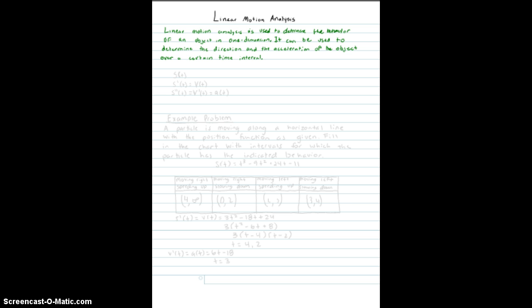The position function is given by s of t, and we know that the derivative of s of t is equal to the velocity function. And we know the double derivative of the position function also is equal to the derivative of the velocity function, which is equal to the acceleration function.